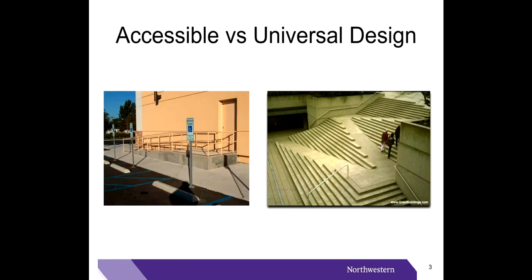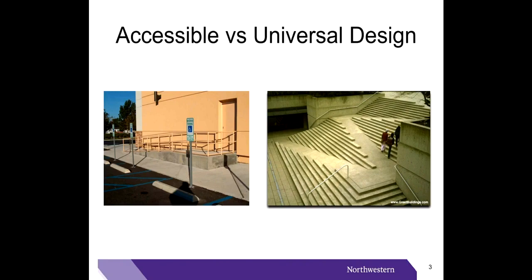UDL is often talked about out of disability services offices, so I feel it is important to clear up that UDL is about more than just accessibility and that it benefits all students. These images best illustrate the difference between accessibility and universal design. In this first picture, we see a wheelchair accessible ramp to a building. If we look closer at this image, it appears that this entrance is in the back of the building.